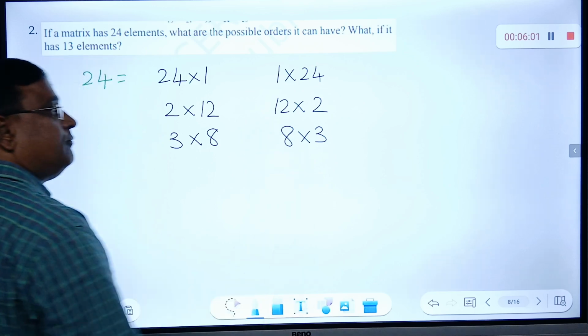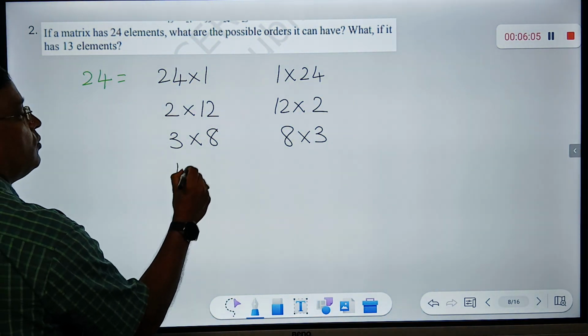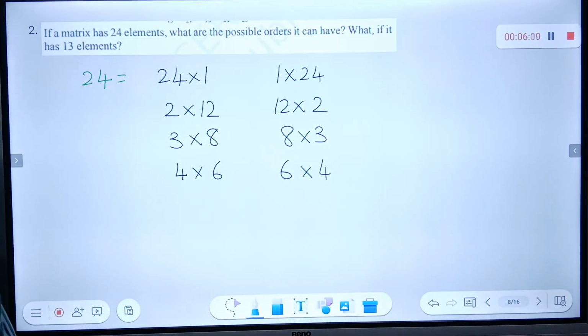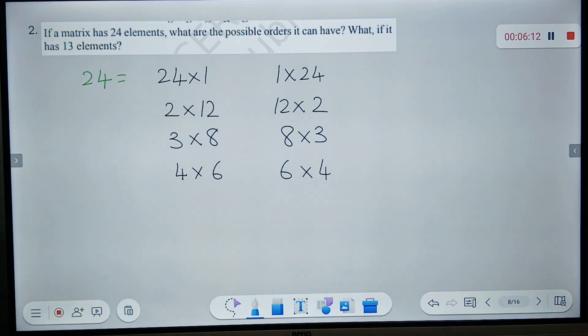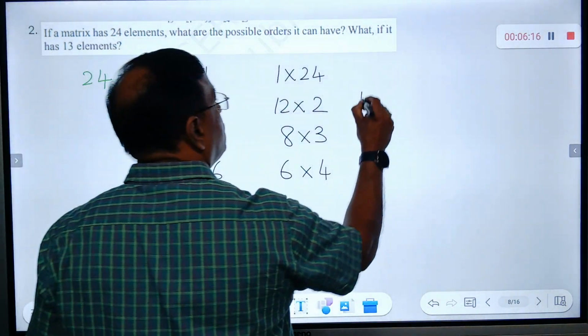8 by 3, isn't it? Or it can be what? 4 by 6 and 6 by 4. Any other possibility of writing 24 as a product of two numbers? No. So how many matrices are possible?